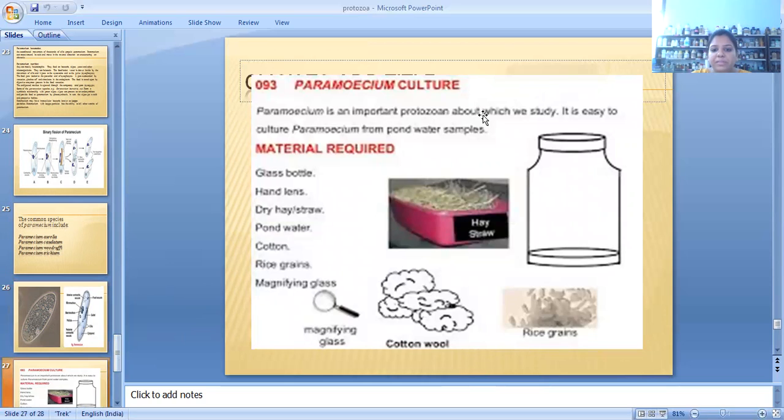This is one of the methods how you can cultivate the Paramecium cultures. You need to take the grass, right? Normal grass which is available. Then you have to take the pond water. You have to place it in one bucket or a beaker for some time. Then rice grains, and then with the help of magnifying glass or with the help of microscope also you can observe. This is the way how you can cultivate Paramecium in the lab conditions, right?